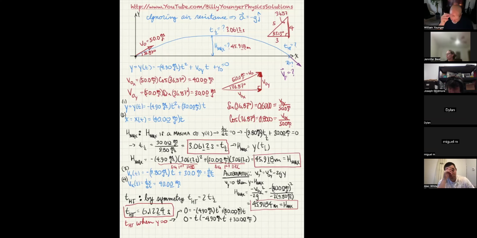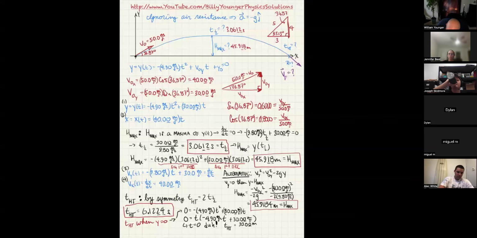Okay. So with this in mind, what we can learn is that t equals 0 is one of them, and I'll just say duh, right? Because clearly the thing was at a height of 0 when it first took off. Okay, so that's why that one is. But the other one gives us t hang time, which is equal to 30.0 meters per second divided by 4.90 meters per second every second.